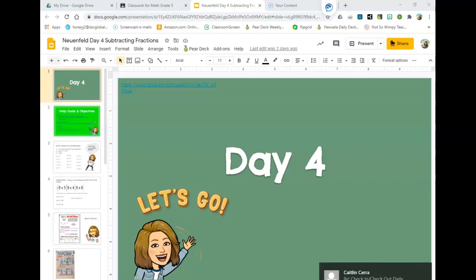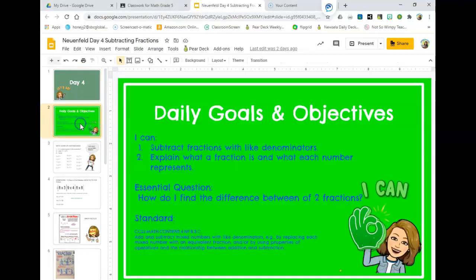Hi guys, today is day 4 and we are going to be working on subtracting fractions. Let's take a look at our daily goals and objectives. I can subtract fractions with like denominators. And number 2, explain what a fraction is and what each number represents. Our essential question today is, how do I find the difference between two fractions? Remember, a difference is the answer to a subtraction problem.